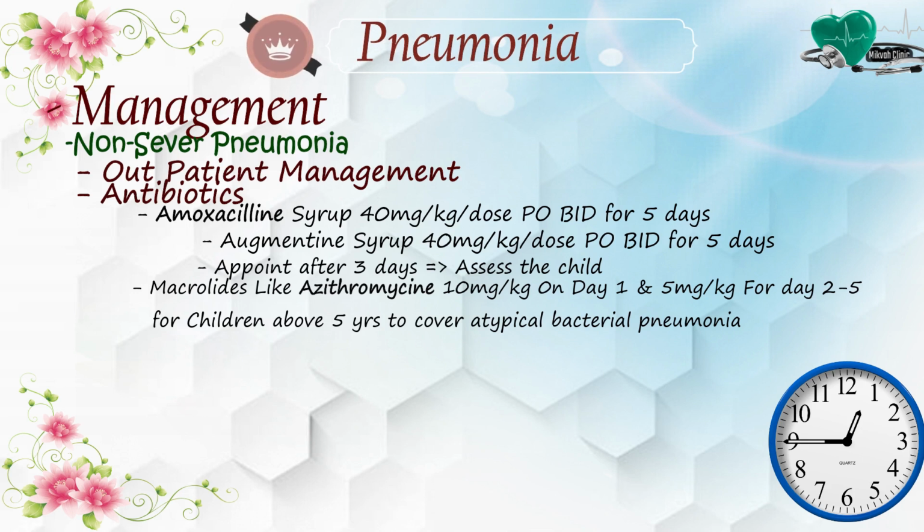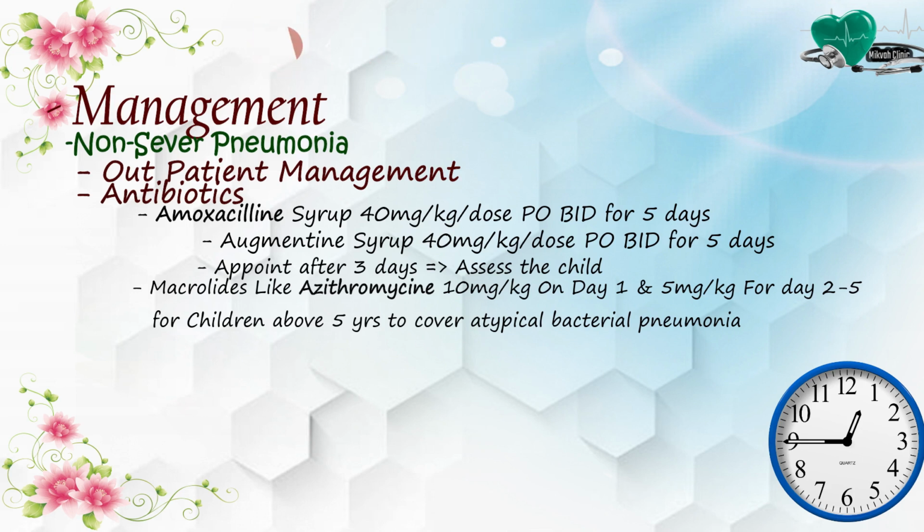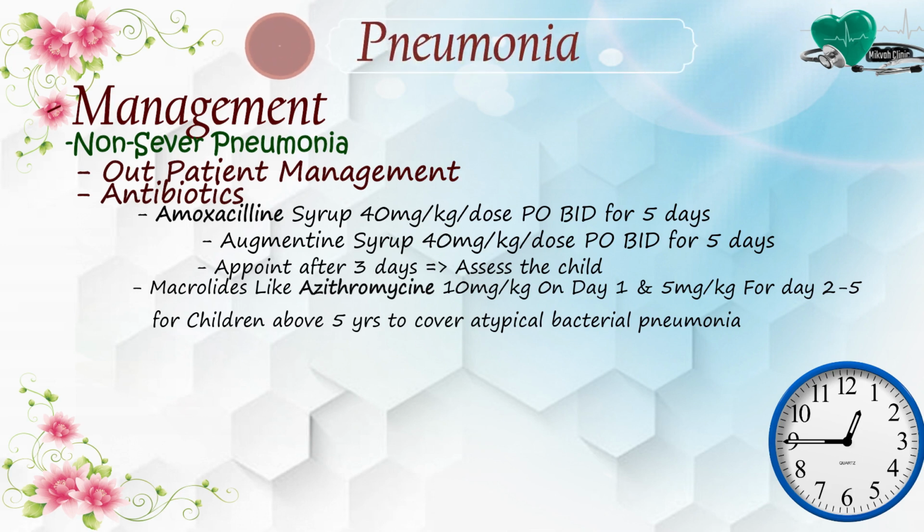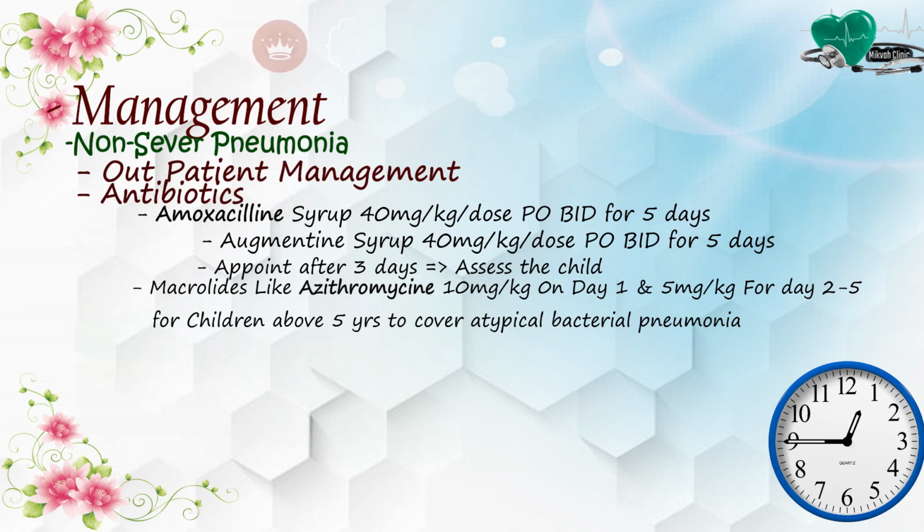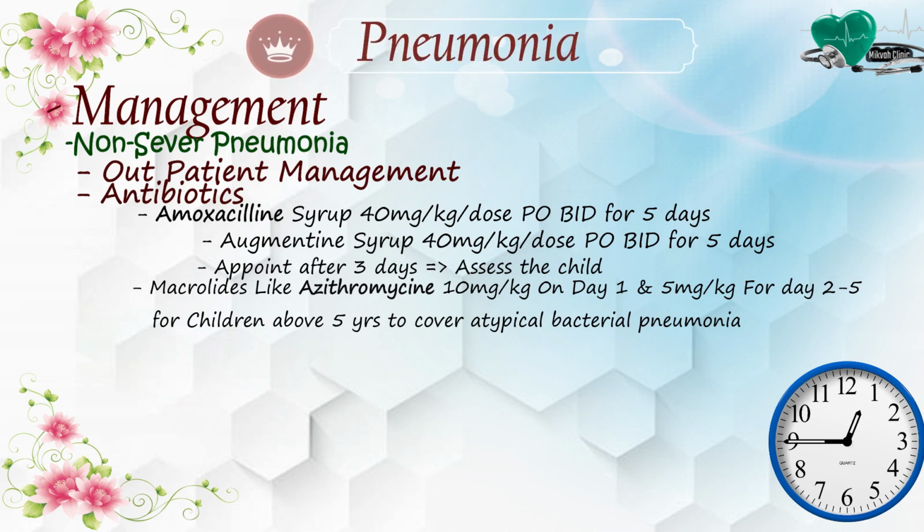Additionally, or as an option, if there is no azithromycin, clarithromycin can also be used. But clarithromycin by itself is not usually available, so azithromycin is more available, but clarithromycin can also be a possible option for covering this atypical cause of pneumonia with a dose of 50 mg per kg per day.